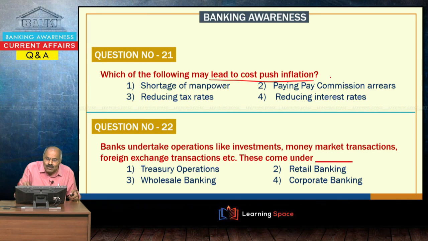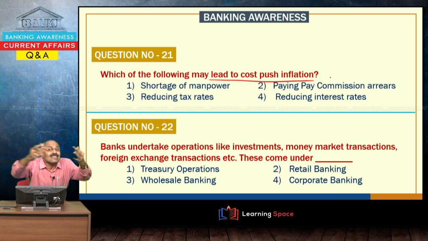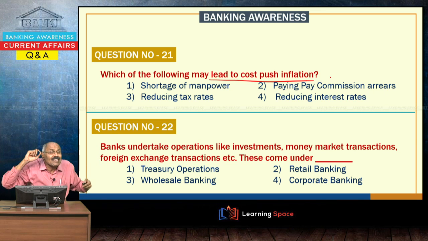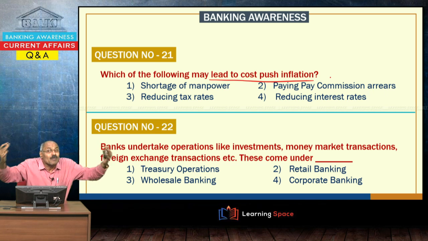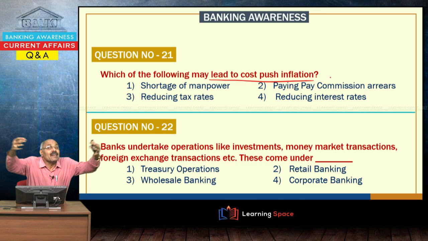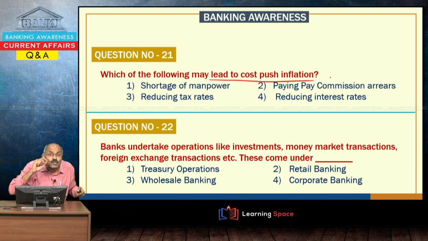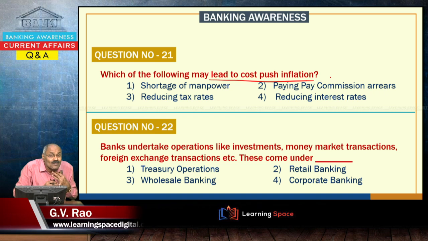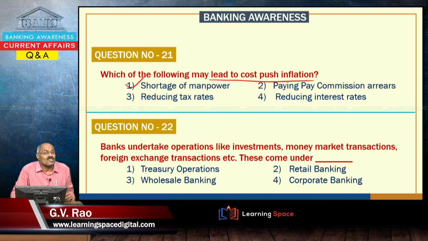Which of the following may lead to cost push inflation? There are basically two types of inflation: cost push inflation and demand pull inflation. Demand pull inflation can take place when more money is in circulation, when spending by the government is more, or when taxes are reduced, so people spend more. But cost push inflation takes place when there is a scarcity of labor or raw materials. Under those circumstances, it may lead to cost push inflation.